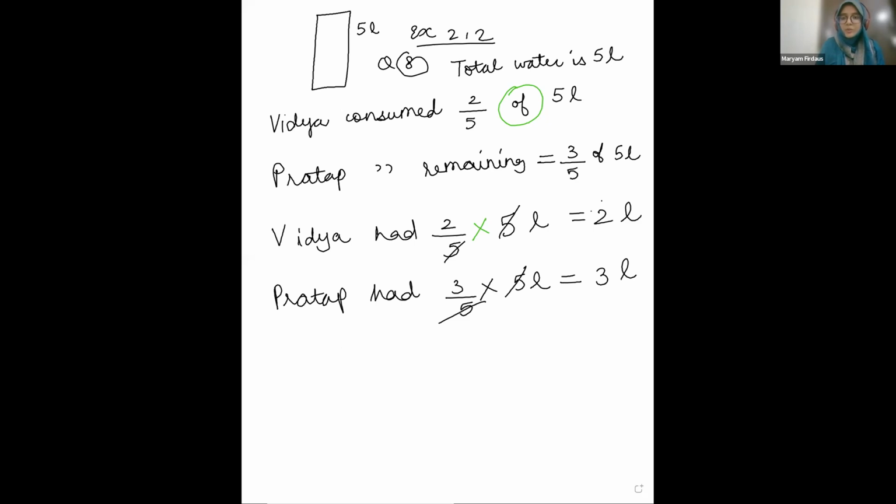So they're asking how much water did Vidya drink? What fraction of the total quantity of water did Pratap drink? We have found it out. The first question, how much water did Vidya drink? 2 liters. The second question is what fraction of the total quantity of water did Pratap drink? So what fraction is it? 3 by 5.